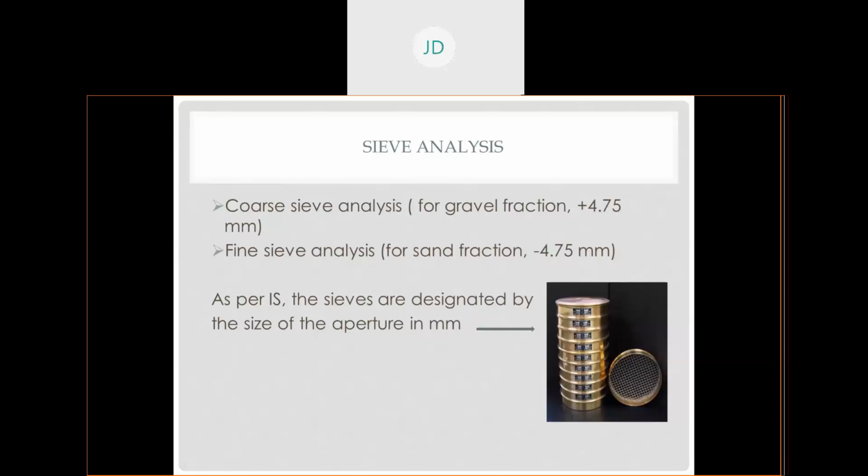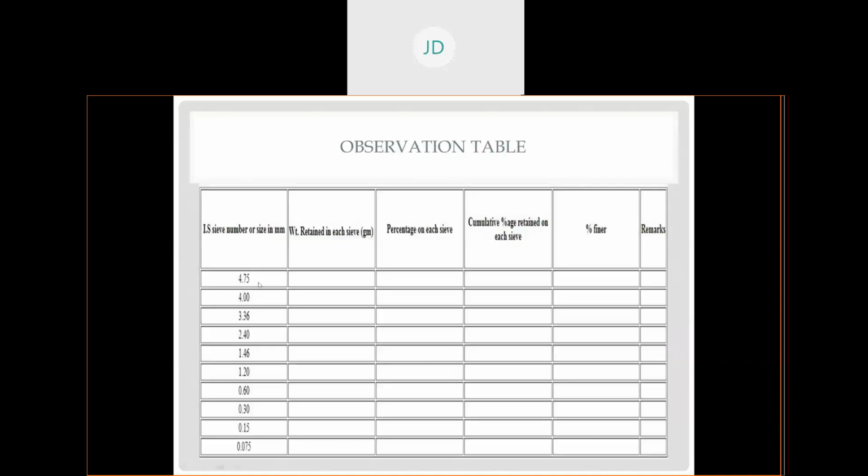So I think you have got this idea. These sieves are arranged such that the larger sieve sizes are placed above and the sizes decrease from top to bottom. At the very bottom, the last sieve is 0.075 millimeter. Now you will get an idea why we put 4.75 at the top and 0.075 at the bottom. What is the main objective of putting the 4.75 millimeter sieve on the top and the 0.075 millimeter sieve at the bottom?